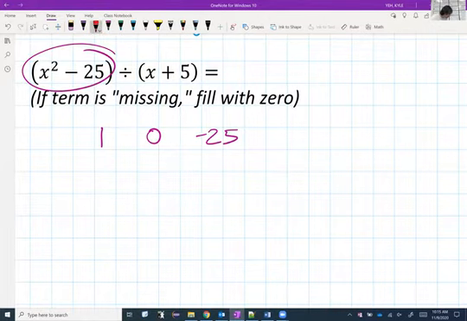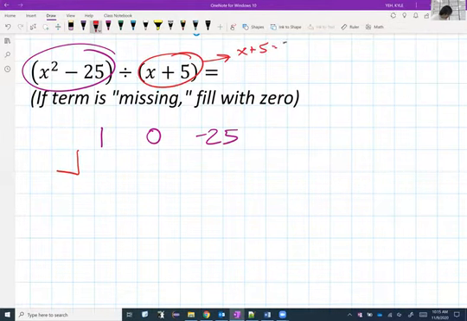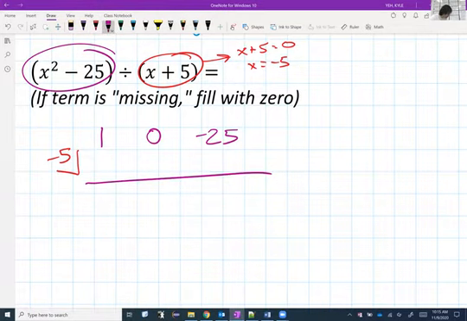My red box, what would make my divisor equal 0? Well, if x plus 5 needs to equal 0, that means x would equal negative 5. So negative 5 goes in the box. Draw our line underneath. And let's start it off. The 1 comes straight down. Now that I'm below the line, multiply by what's in the box. That gives me negative 5.